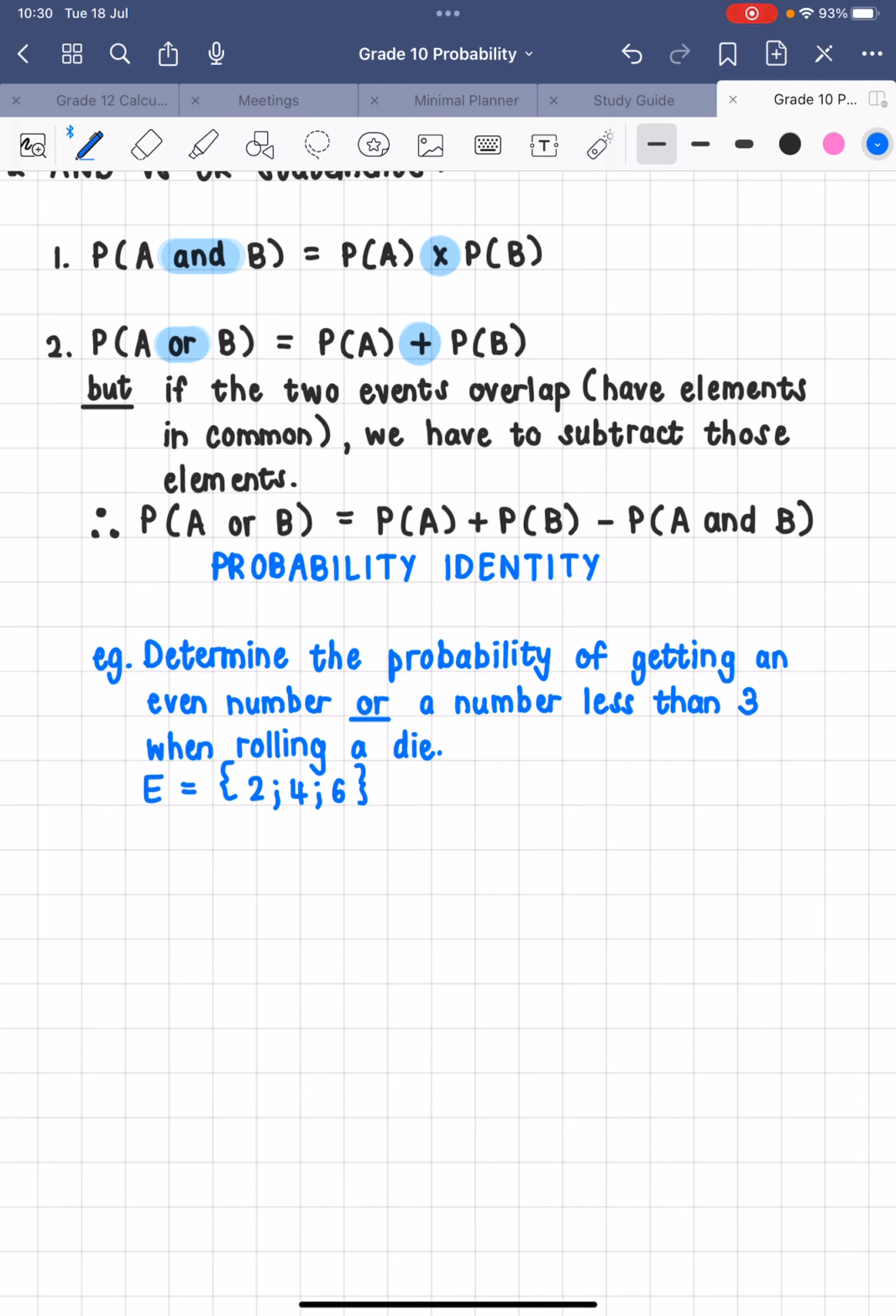And then for less than 3, what letter? Let's use an L, I guess. It's 1 and 2, right? Those are the only 2 numbers that are less than 3.